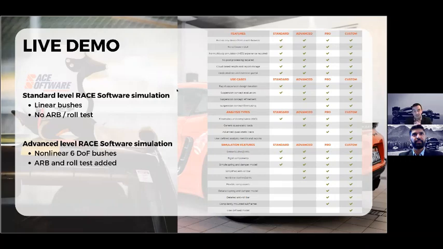And after that, I'm also going to present you an advanced level, which basically on top of the standard level has non-linear 6 degrees of freedom bushes, anti-roll bar, and the vortex added. You can see on the right-hand side the different type of levels that are subscription-based, and you can access them within 1 or 2 minutes of creating an account, but also the custom software development that we have used, for example, to bring efficiencies into different Formula 1 teams.